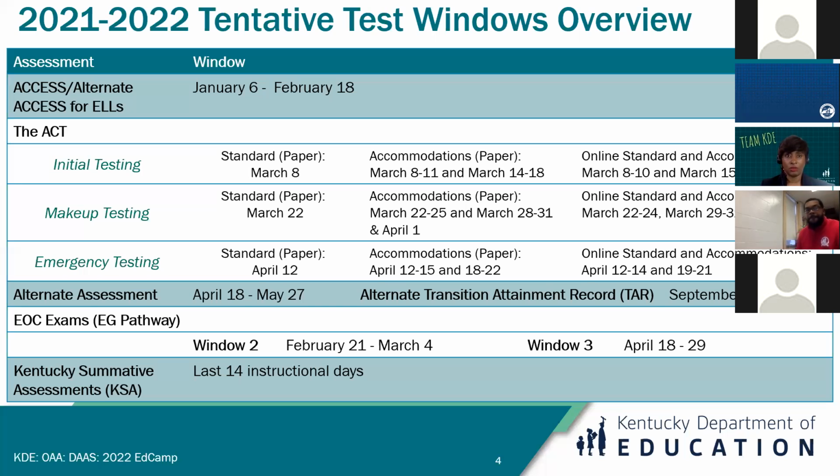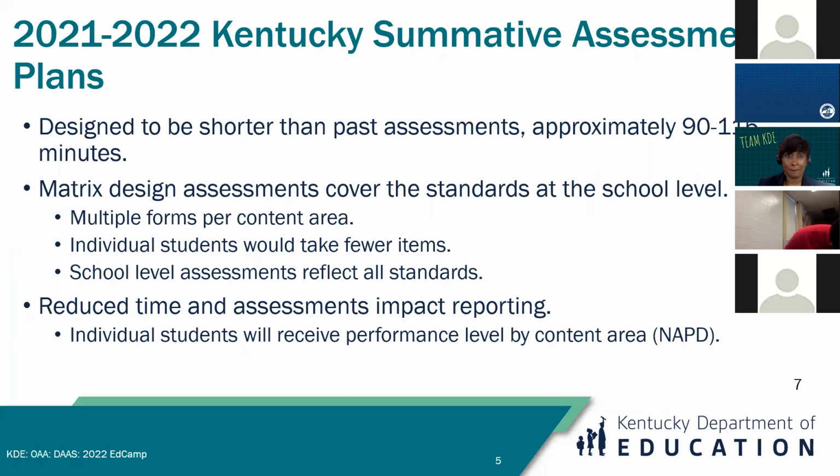In regards to our Kentucky summative assessment, it is the last instructional days of the district. And we know that the district calendars vary across the state. So this requirement is the last 14 instructional days. During that period, that also includes your makeup time as well. So we're encouraging districts to get the testing done, or plan to have the testing done, as early as possible, so you can utilize that makeup time if needed. Okay, next.